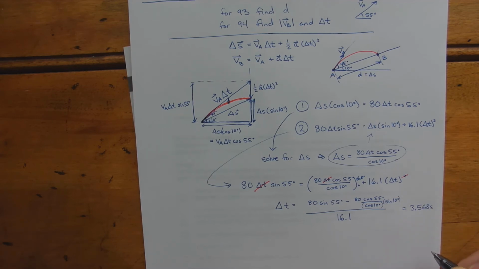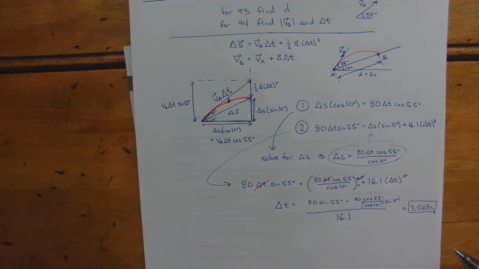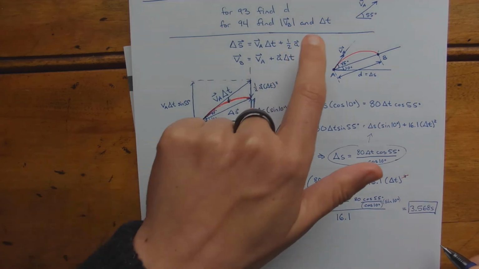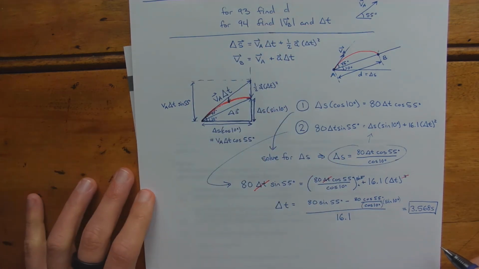3.568 seconds. If this was the final answer, you could go ahead and round that, but because I'm going to be using this later on, I'm just going to keep it with 4 significant figures. Okay, so that's delta t, which is something that we are supposed to find for problem 94.